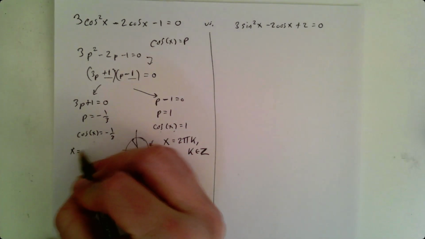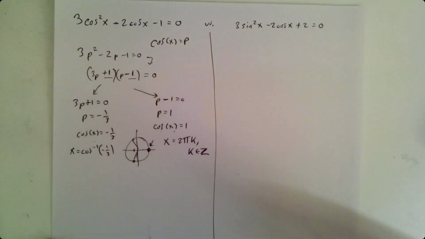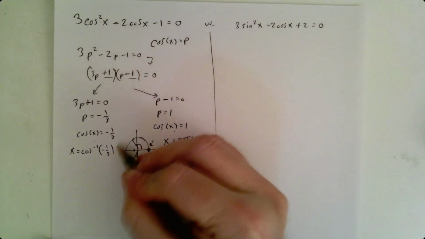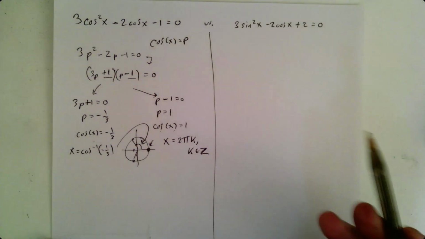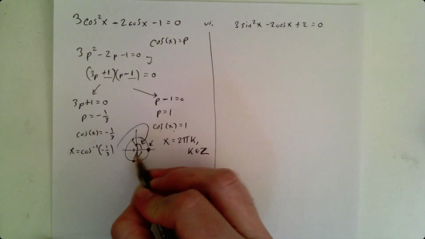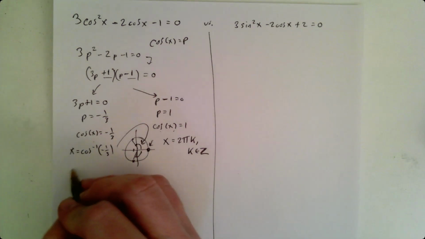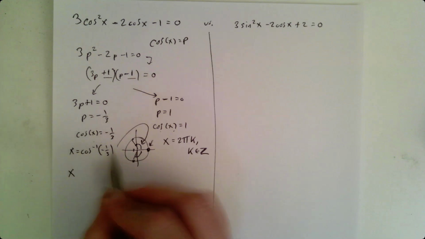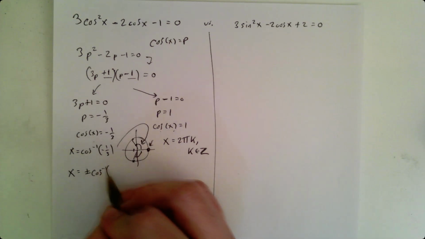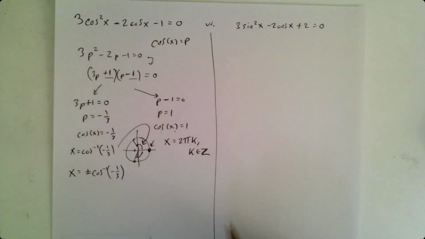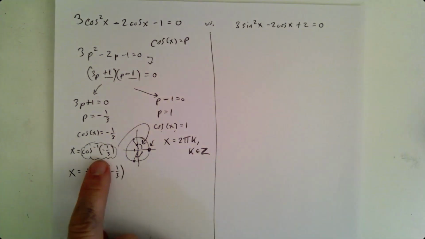So in this case, I can say x is inverse cosine of negative 1/3. That's going to give me this angle right here. Remember, I can add 2 pi k. How do I get this other angle down there? Well, it looks like it's the same angle wrapped in the other direction. So rather than say x equals this, I could say x is either plus or minus the inverse cosine of negative 1/3.